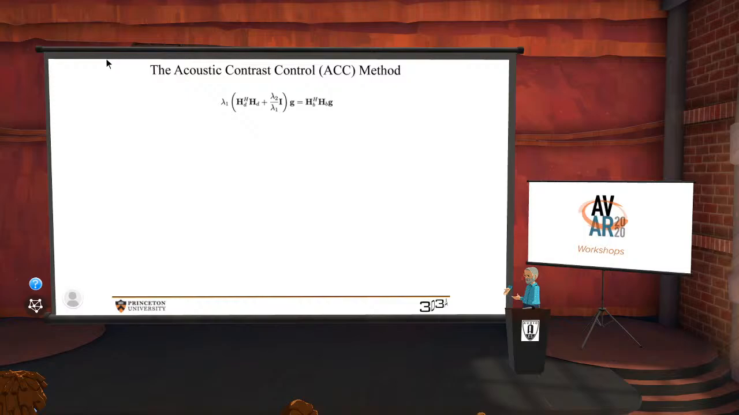Now, the eigenvector problem can be solved, and the solution is basically finding the value of G, which we are going to call G star. That's the optimal solution. The ACC subscript there refers to the method itself, the acoustic contrast control. So the optimal value of G is the eigenvector corresponding to the maximum value of this matrix, which can be obtained directly from the equation above.